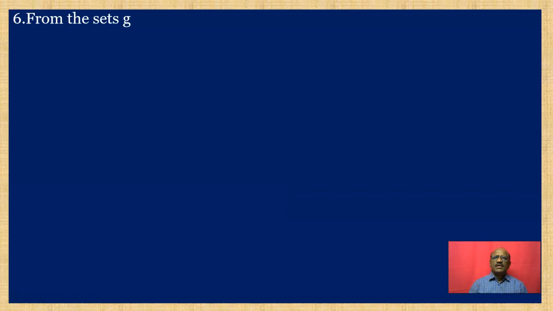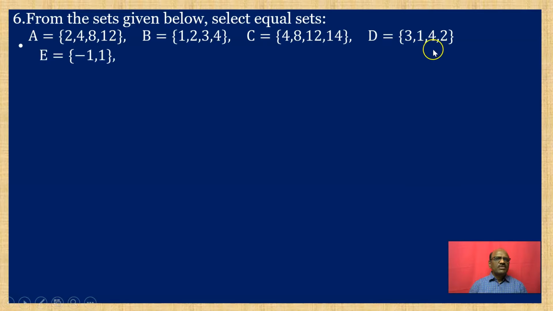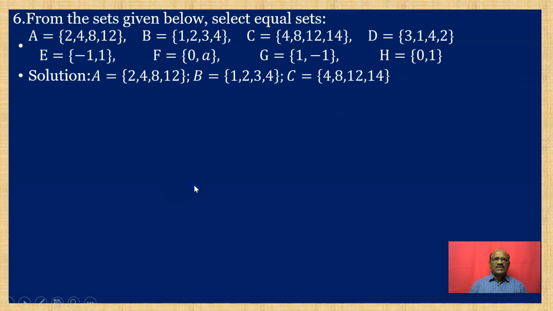Next, from the sets given below, select the equal sets. You can also find out. A contains 2, 4, 8, 12. B has 1, 2, 3, 4. C 4, 8, 12, 14. D 3, 1, 4, 2. E minus 1, 1. F 0, A. G 1, minus 1. H 0, 1. Now, A has the elements 2, 4, 8, 12. And B has 1, 2, 3, 4. C has these elements.